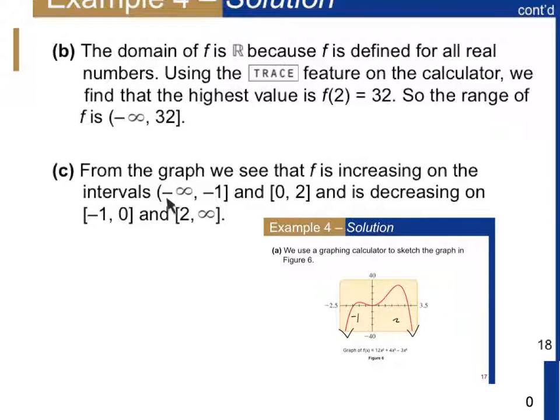So from minus infinity to minus 1 on x, that function's going up. From negative 1 to 0 on x, that function is now going down. From 0 to 2 on x, so from here to here, that function's increasing again. And then from 2 to infinity on x, that function's going down. Now we didn't say anything about how high up or down we're going. These are just intervals on x where it's either going up or going down.